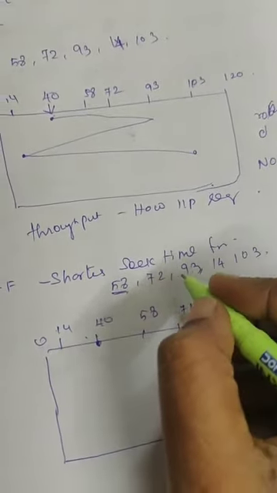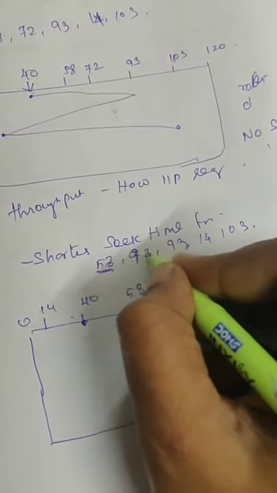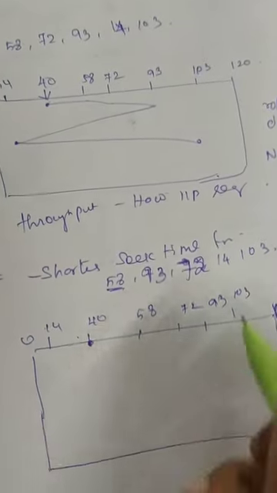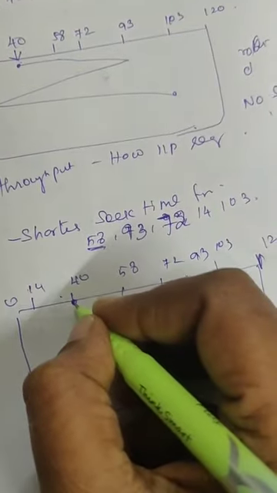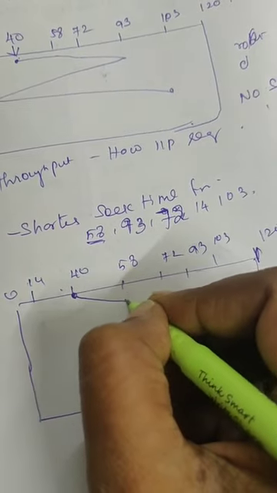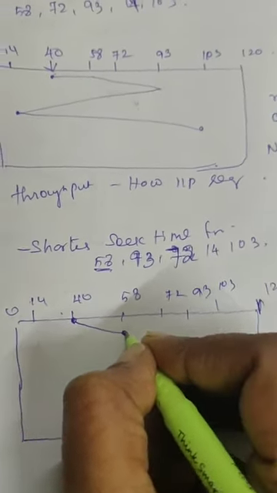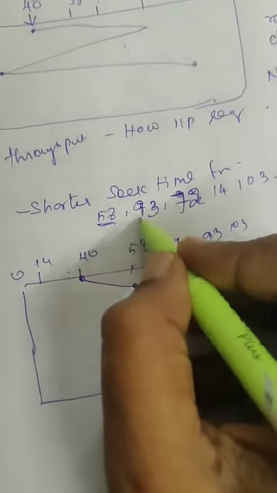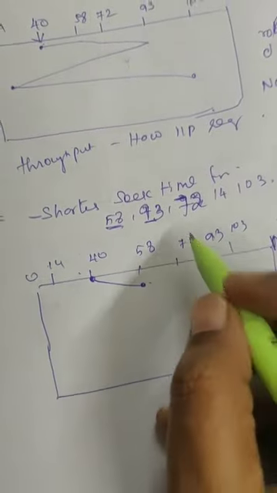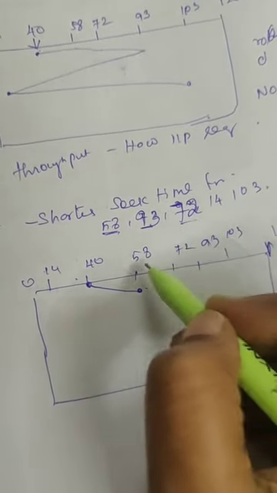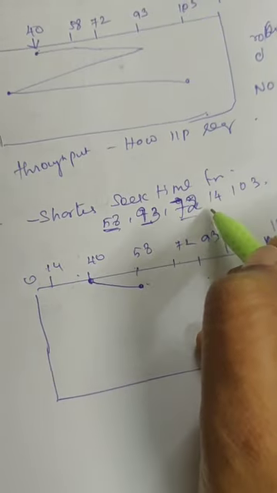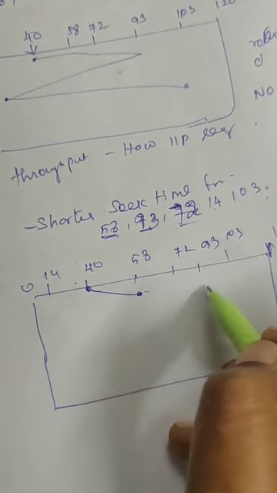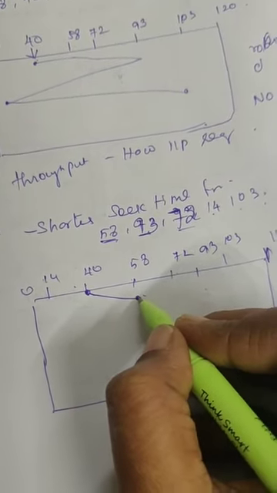Let me change something here. Let this be 93 and this be 72. In order to explain, I am just changing this. So here it is 40. It comes to this 58 and services it, which means it reads the data available in this sector. The next request is 93, but it is far. The next request is 72, from 58 to 72, or 58 to 14, or 58 to 103. From here, 58 to 72 is nearer, right?